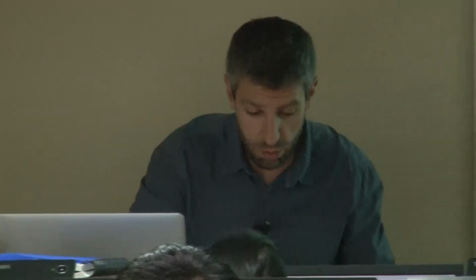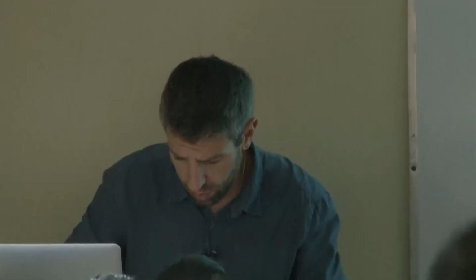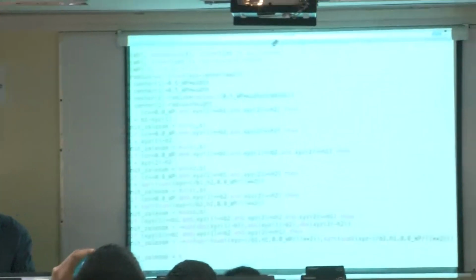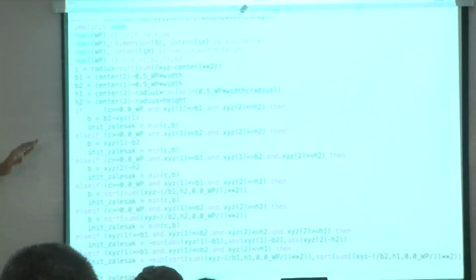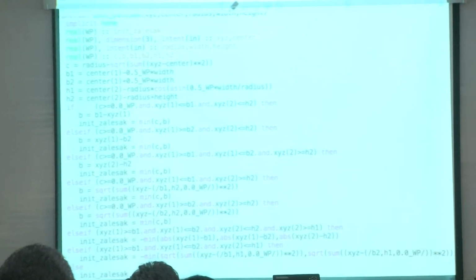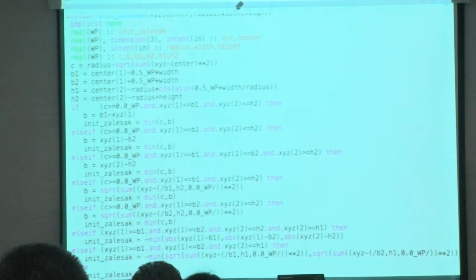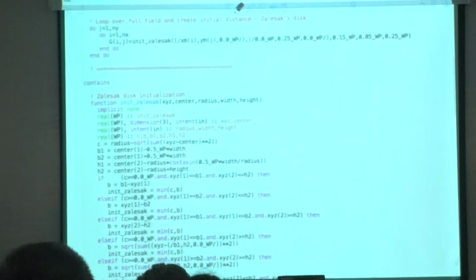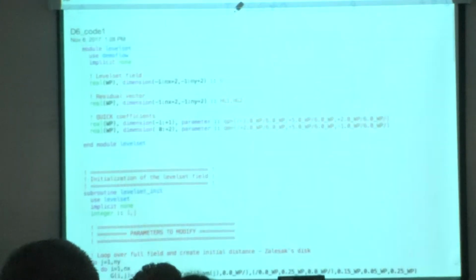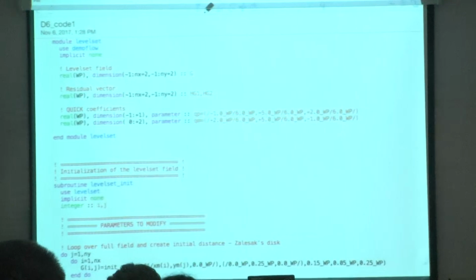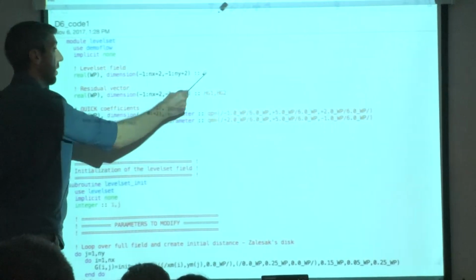All right, so that's our initialization. I think I showed you this already. This is where I'm doing all this, so that explains all those if statements. We're not going to go through that. There's no science in here. Now we know what's going on. So this is the main level set code. This is where I'm declaring the G function.